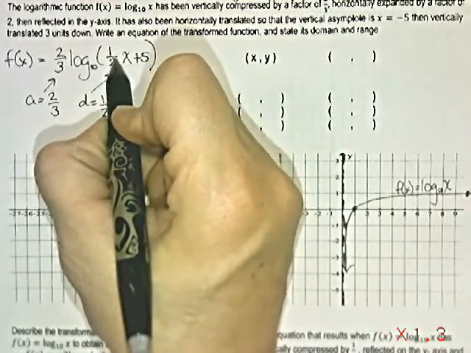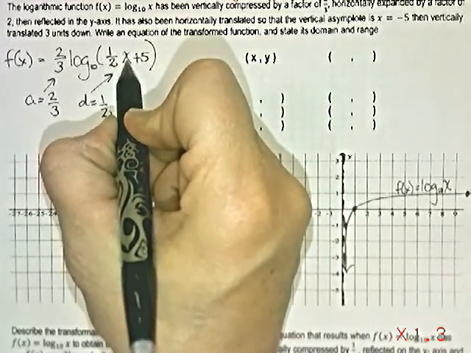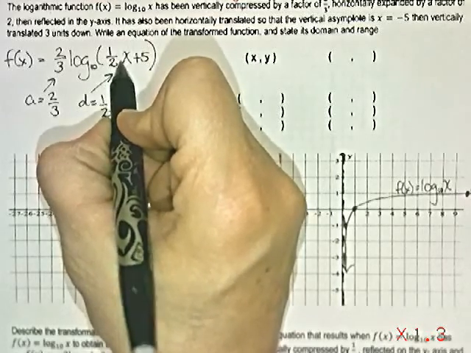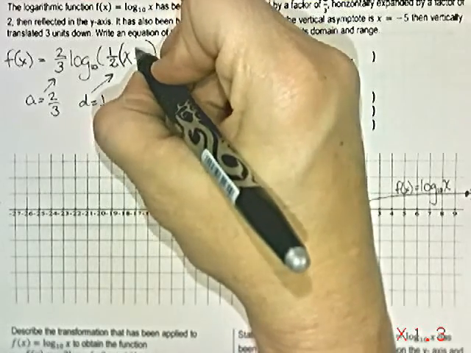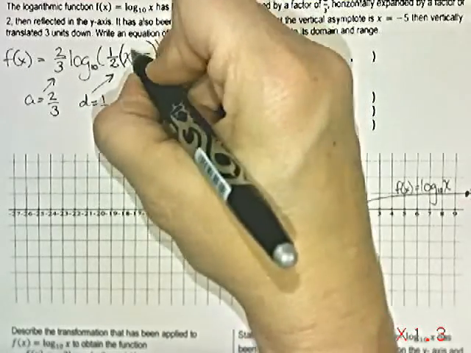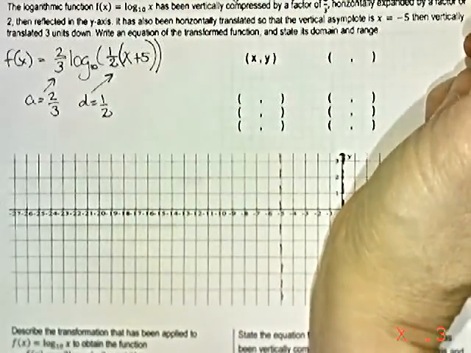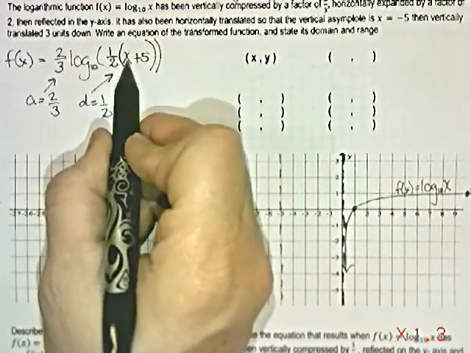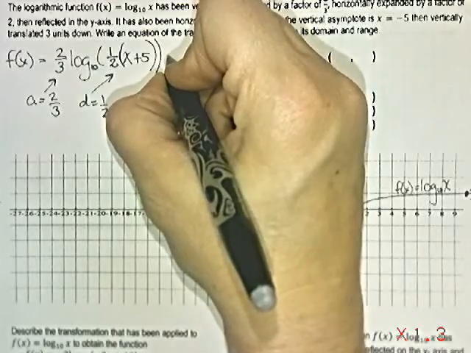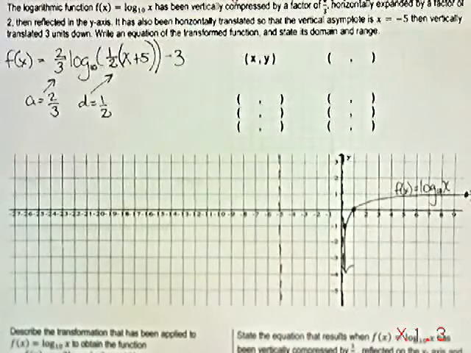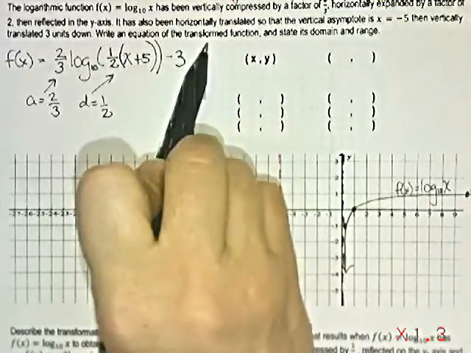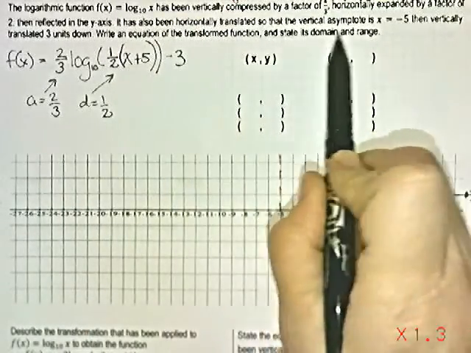Now, when I put it in like this, it is not going left by 5, because we have this multiplication effect that is directly connected with our x. And so what I want to do is hold my x special. Now it's left by 5, and then that multiplication effect can be held special away from the x. And what else do we have here? Vertically translated down by 3. So a 3 afterwards. Write an equation of the transformed function and state its domain and range.